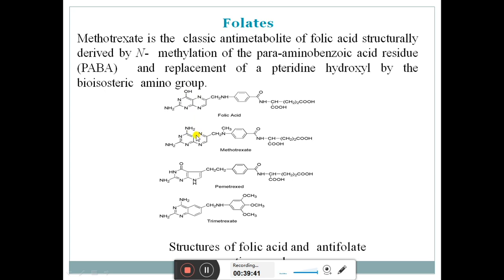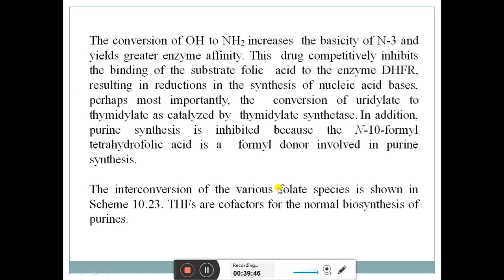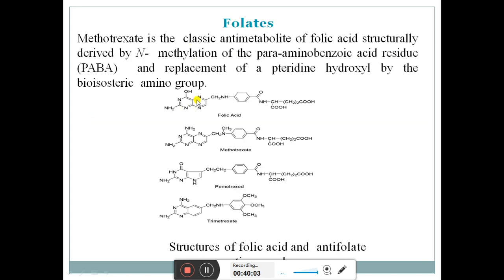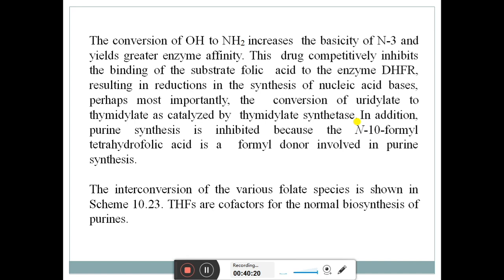So what is the biggest significance of this replacement? Just look there. The conversion of hydroxyl to amino increases the basicity of the N3 and yields greater enzyme affinity. So it increases the enzyme affinity. Both these drugs are competitive inhibitors for a particular enzyme. Because of the presence of this amino group, this drug has better affinity for that particular enzyme. And what is that enzyme? That enzyme is nothing but DHFR, dihydrofolate reductase.